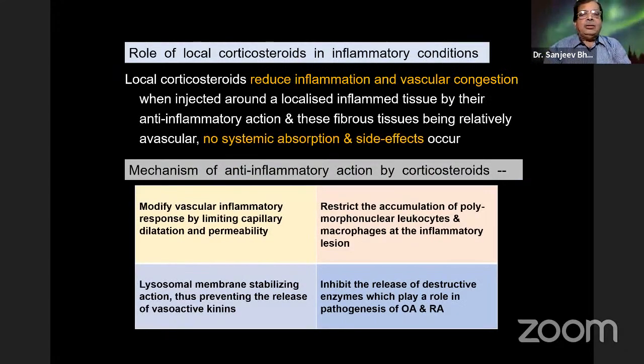I'll not go into the details of how a corticosteroid helps in the inflammatory conditions. The only thing is that it reduces the inflammation and vascular congestion. And as it is, these areas are relatively avascular, no systemic absorption and side effects are seen.